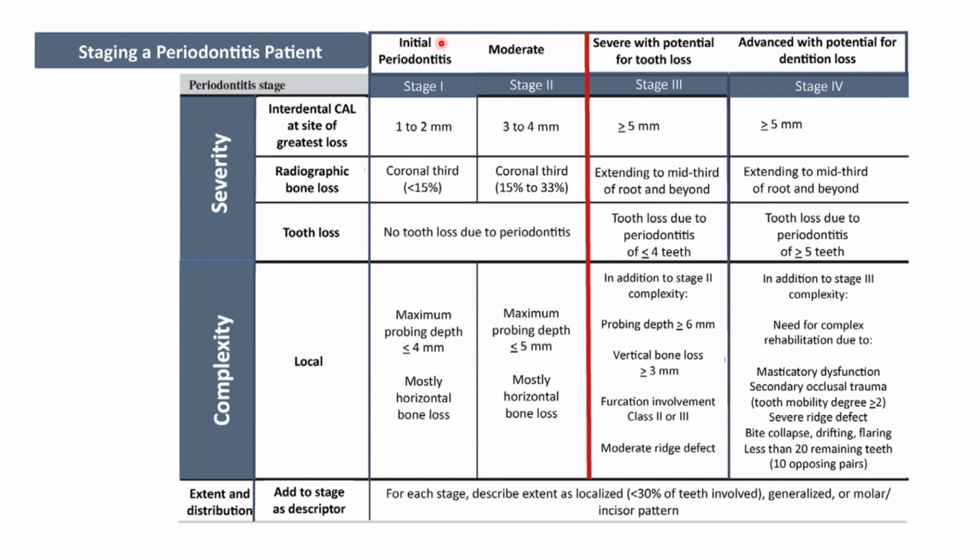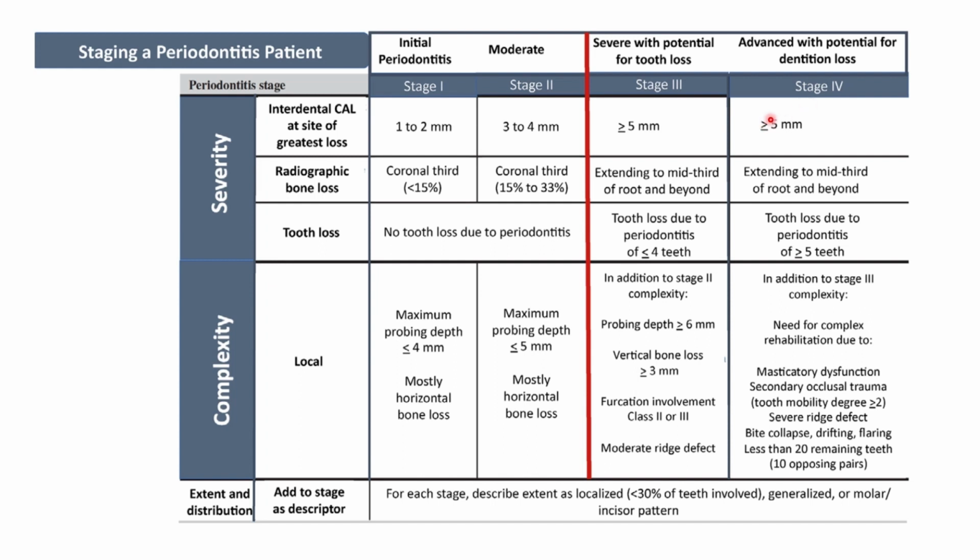And here, what is neat about this classification is that when I identify a patient as stage 1 or stage 2, and I know that all the pockets are 5 millimeters or less and the bone loss is mostly horizontal, I know that I can manage this patient in my office without referring him to a periodontist, through oral hygiene instructions and non-surgical treatment and so on.